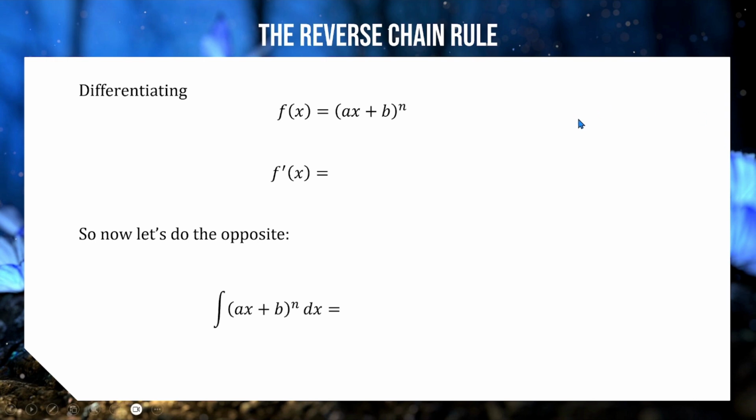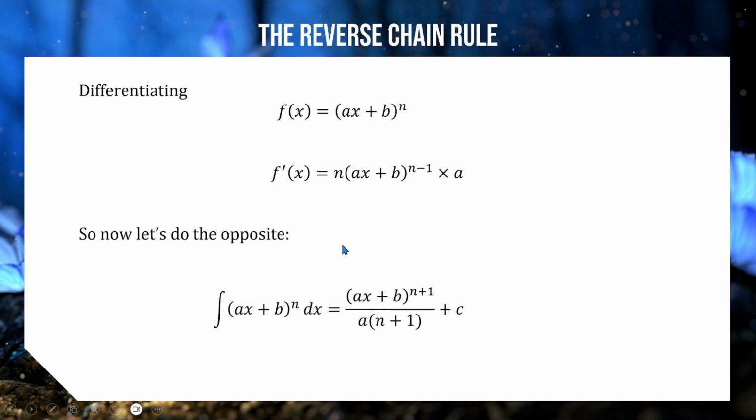But when we have a function to a power of n, the way we differentiate this with the chain rule is we bring the power of n down the front, we reduce the power by 1 as per always, and we multiply by the derivative of the inside, which in this case, the derivative of ax plus b is a. So that's why we're timesing by a. So when we're integrating something that looks like this, we need to do all those steps in reverse.